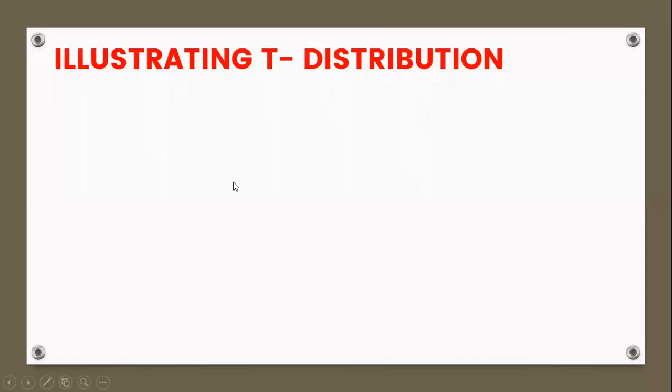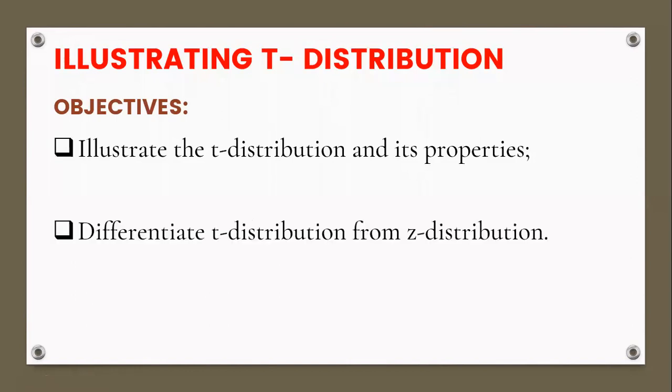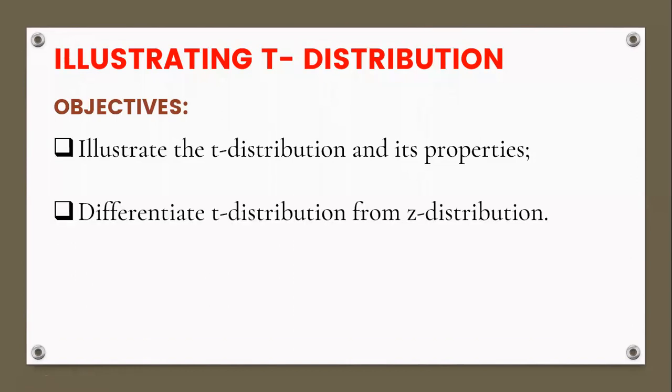Okay, so we're done with week number 7. As we proceed with week 8, the first module is all about illustrating the t-distribution. You have encountered what a z-score is, and this time we'll have the t-distribution. We will learn the different properties, and then we will try to differentiate the t-test from the z-test.